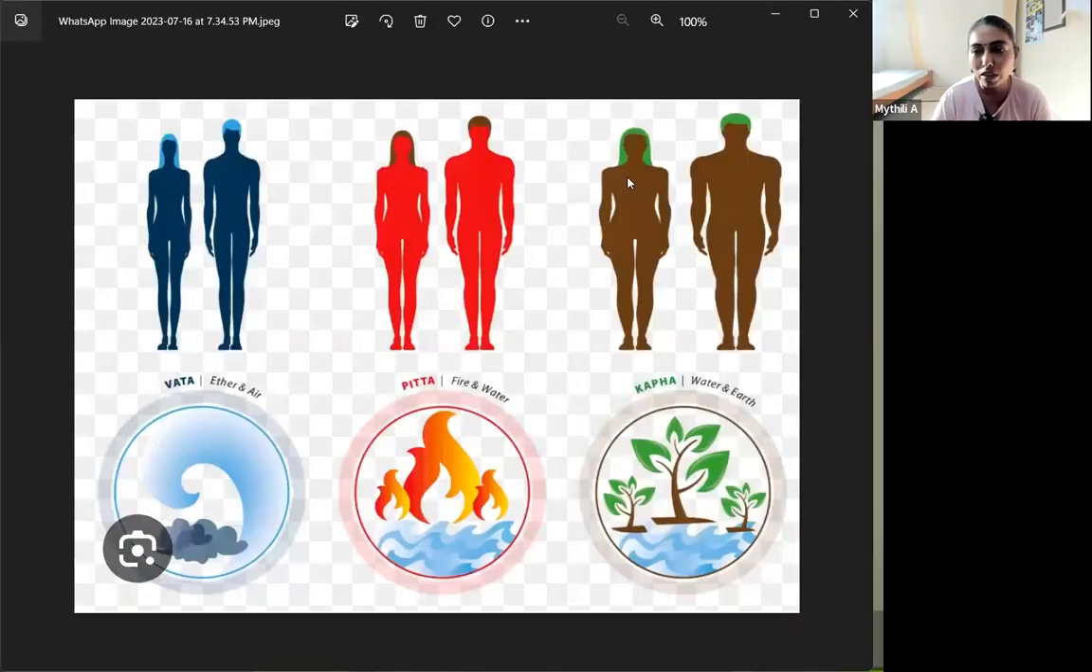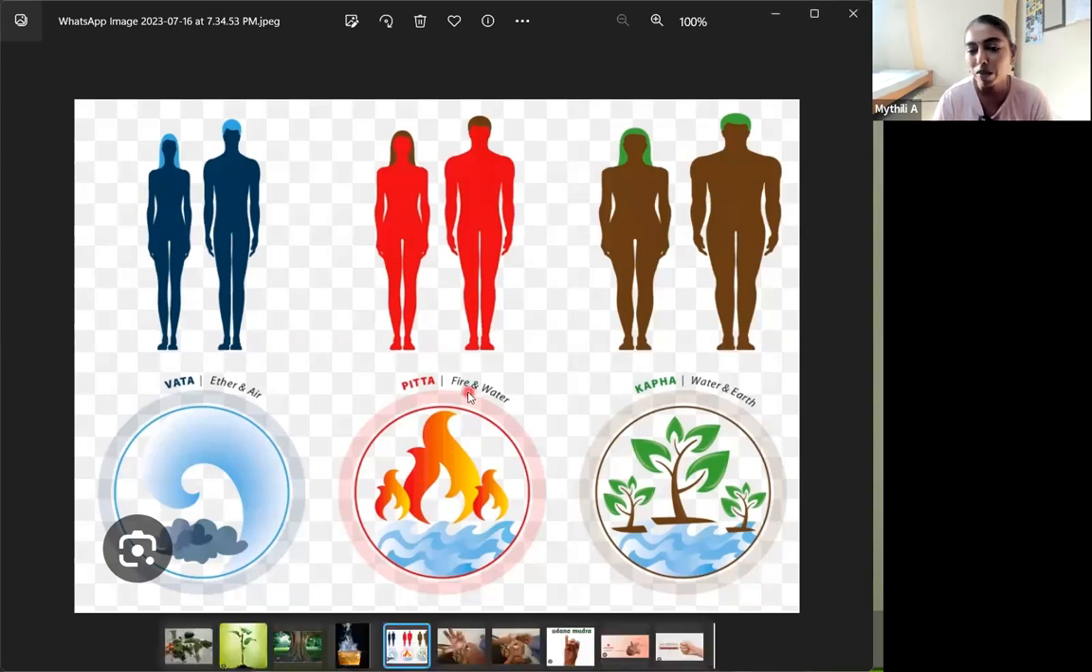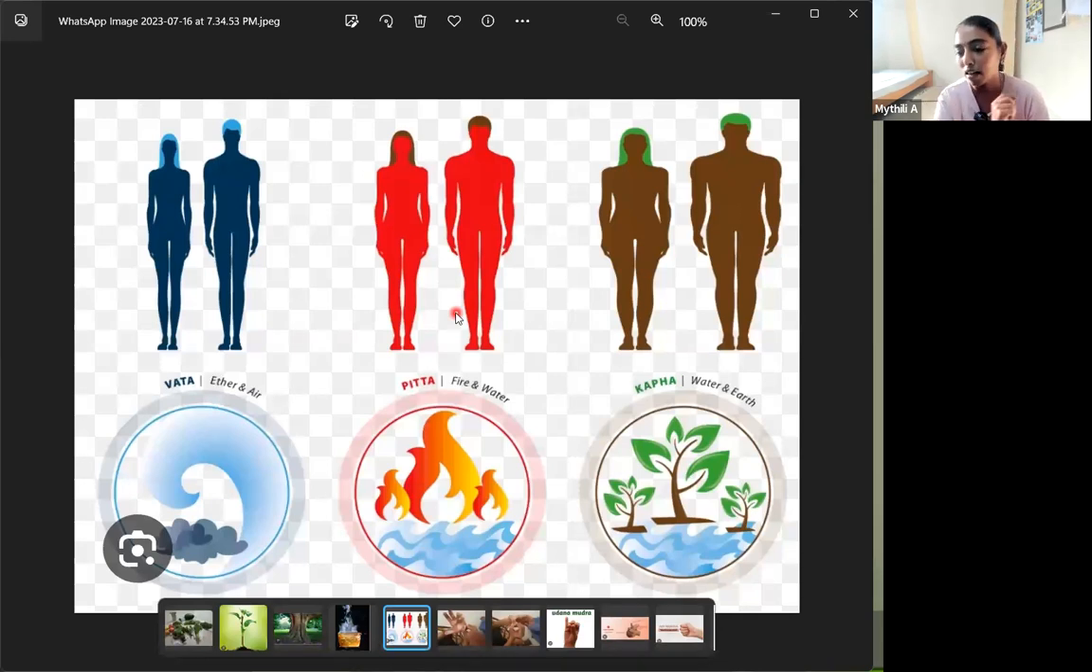So here in Pitta, which is more predominant? The Pitta predominant is fire and water. Okay, so they are thin, medium frame, mediumly built. See how the fire would be.